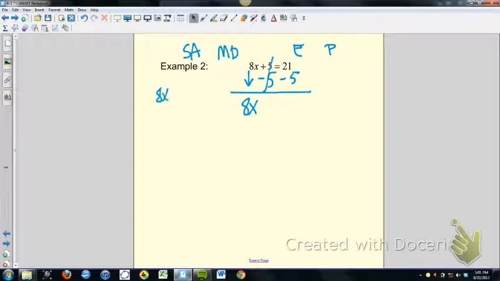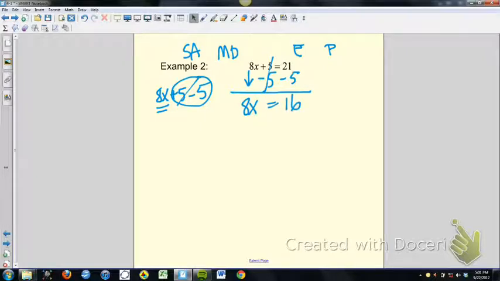That's 8x plus 5 minus 5. Well, remember, if you're adding 5 and subtracting 5, that's just 0, because they're inverse operations. So what you have left on the left-hand side is 8x. Okay, and then 21 minus 5 is 16.